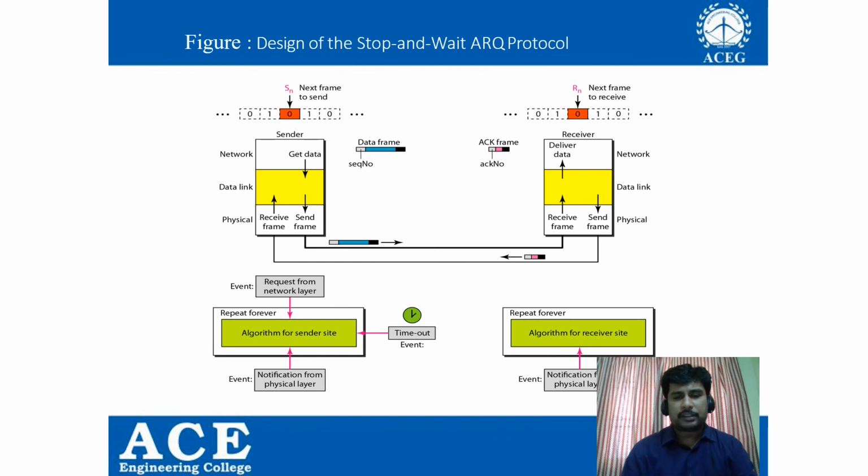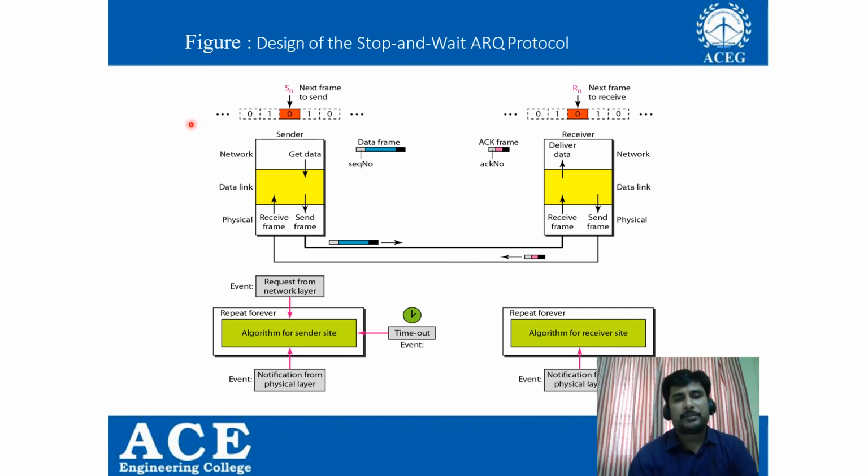Now let us look at the design of the stop and wait ARQ protocol. The data link layer will initially be waiting for the event of receiving data from the network layer. Once the network layer sends the data to the data link layer, it converts it into a frame by adding a header and trailer. Along with the header and trailer, the data link layer will give a sequence number to the frames. As mentioned in the previous slide, the sequence numbers will use modulo 2 arithmetic with alternating 0s and 1s.